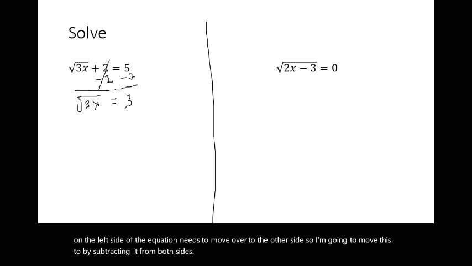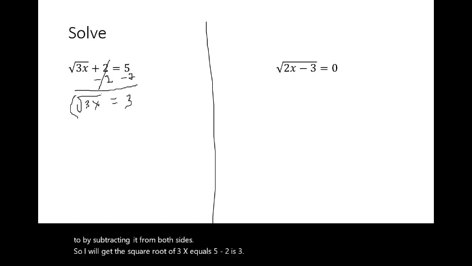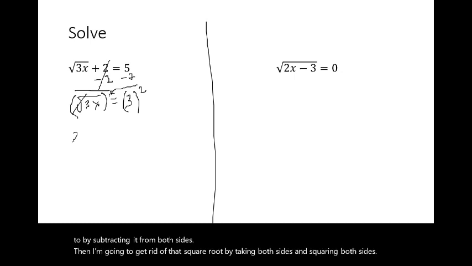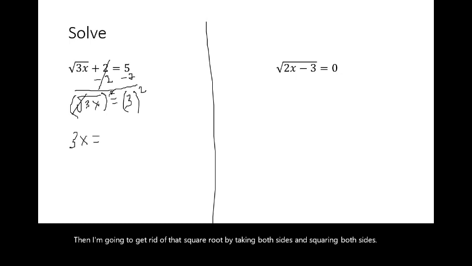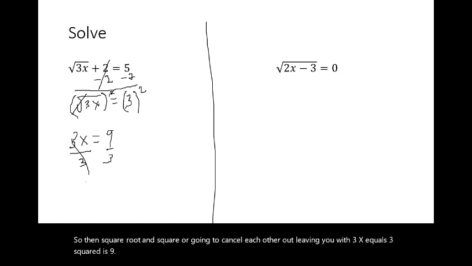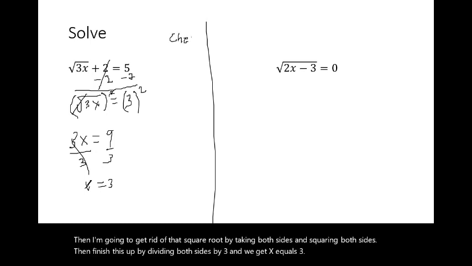Then I'm going to get rid of that square root by taking both sides and squaring both sides. So then square root and square are going to cancel each other out, leaving you with 3x equals 3 squared is 9. Then finish this up by dividing both sides by 3, and we get x equals 3. And as we just saw, we do need to check our answers every single time.